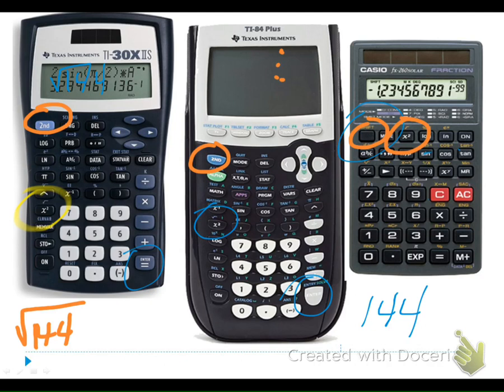Go ahead and do your practice for 1.3b. Try to do as many of those problems without your calculator at first, and then use a calculator to check if you would like to. And then complete your homework for both 1.3a and 1.3b. A is your exponents and b is your roots. Good luck.